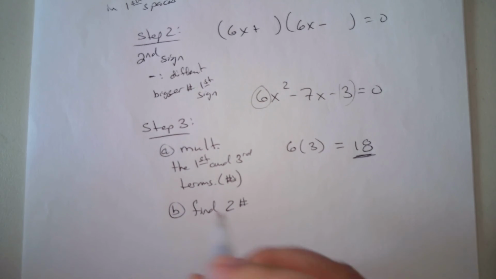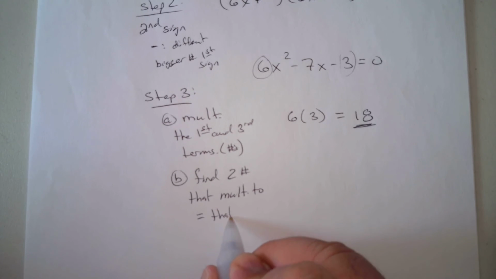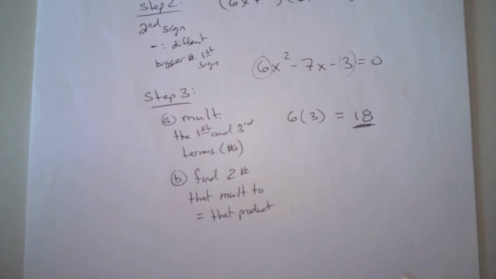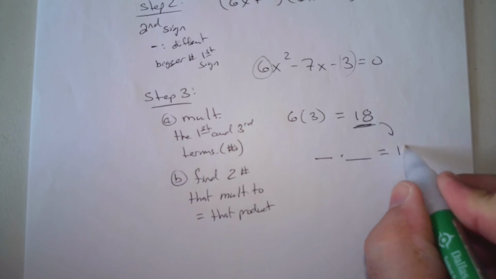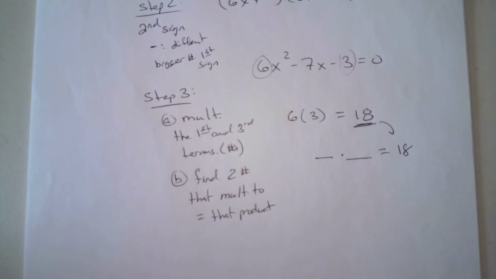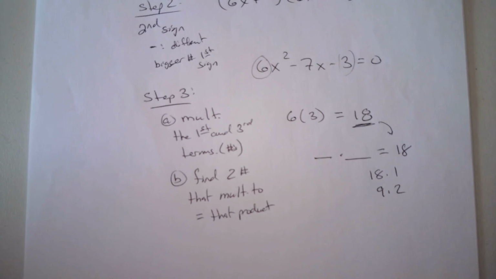Find two numbers that multiply to equal that product. So we have to find two numbers that, when we multiply them, equal, in this case, 18. Alright, so we have 18 times 1, 9 times 2, 6 times 3. 4 won't work, 5, 6, these are only 3.